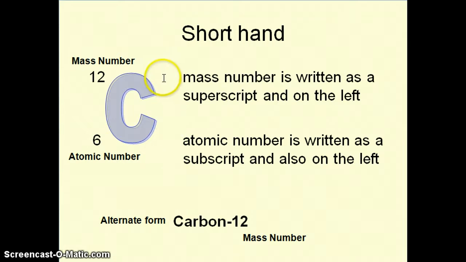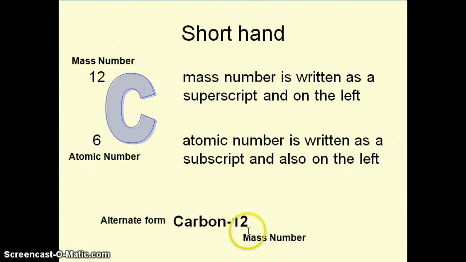So what we're looking at here is an atom of carbon that has 6 protons and 6 neutrons to make the mass number a total of 12. There's an alternative way to write this, and this would be carbon 12.